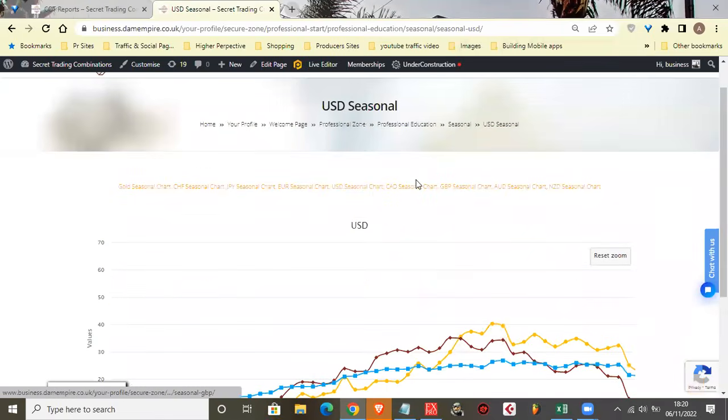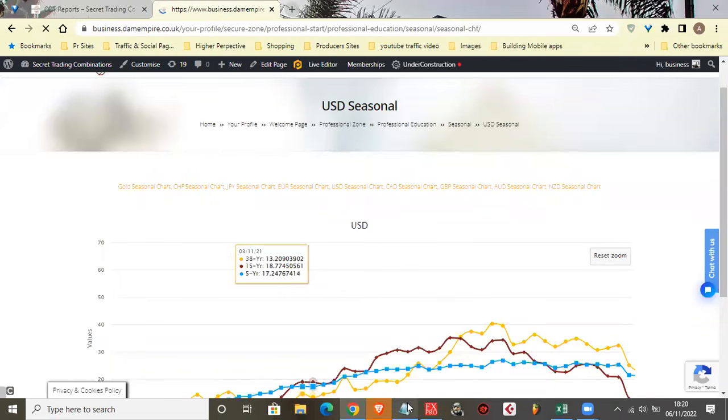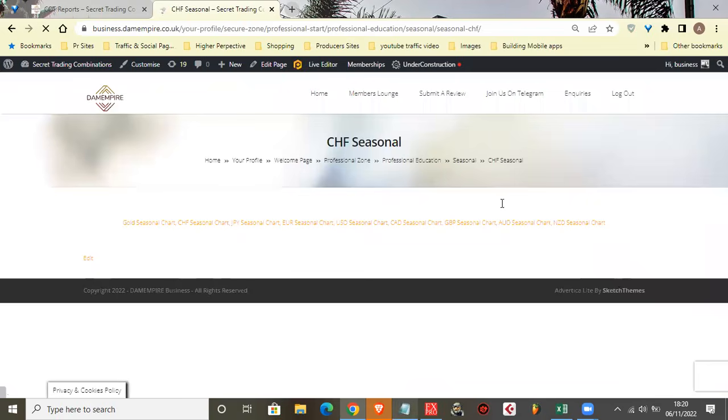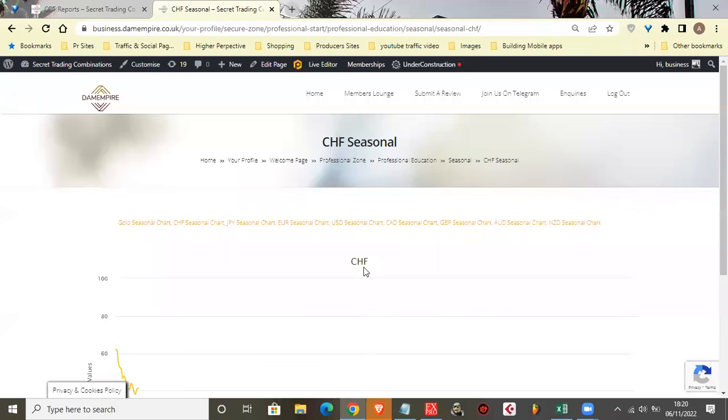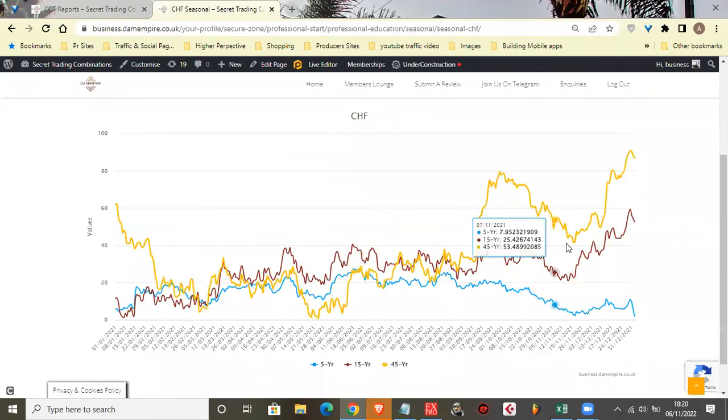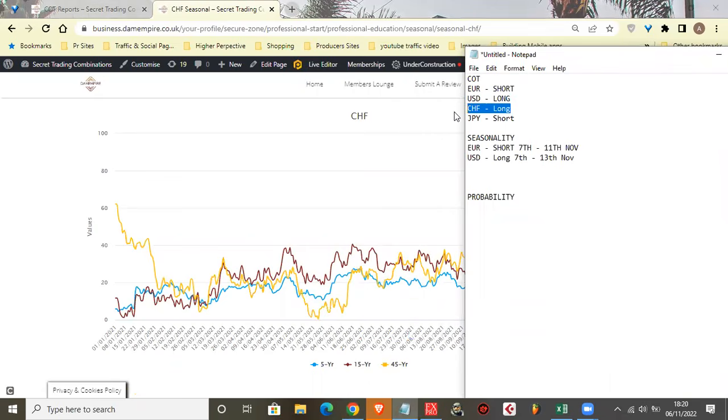And the next thing we check is CHF. All right, let's see what CHF will tell us. So we're expecting CHF to go long as well. So let's see, do we have an alignment? Now with CHF, look, the COT report is telling us that it should go long, but seasonality is telling us that we should go short. As you can see right here, there's a small-term long on the 5 years. Nevertheless, it's looking like a short all the way through. So for that reason, CHF comes out of the list. We don't need to touch CHF.